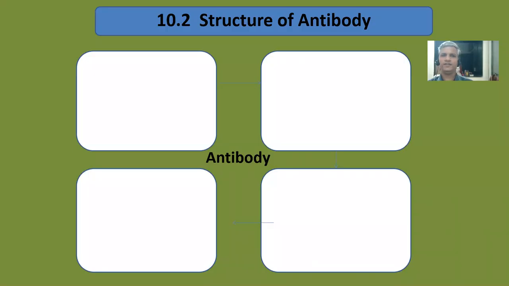The second unit in the chapter is the structure of antibody. We have already studied that antibodies can play an important role in immunity, that is, antibodies can protect us from the different infectious agents.